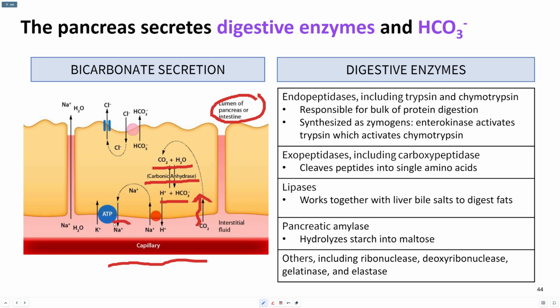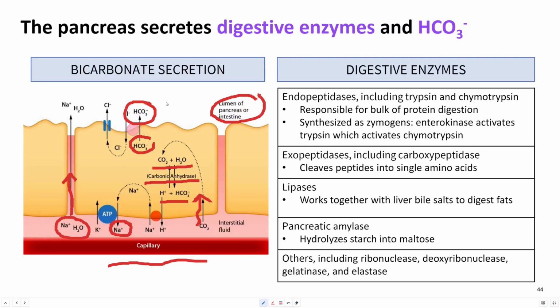Because there's more sodium on the capillary side, sodium will flow through and diffuse between the cells. On the apical side, the bicarbonate can pass through because of the repelling of the negative charge of chloride. So chloride goes in, and then bicarbonate goes out. So now bicarbonate can bind to the protons and then create more CO2 to neutralize any acidity.